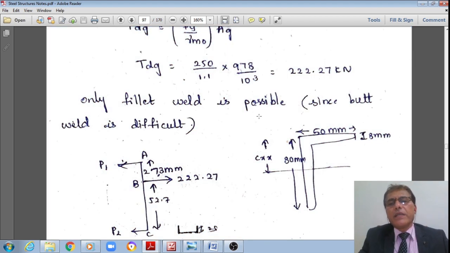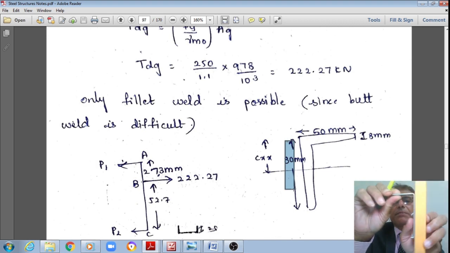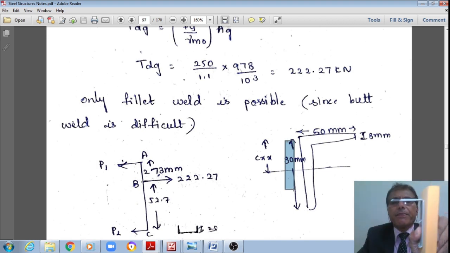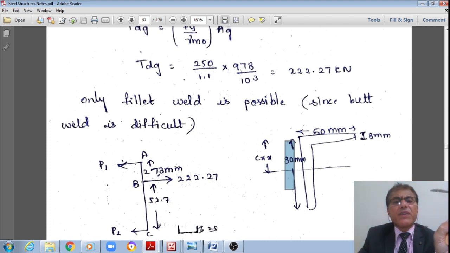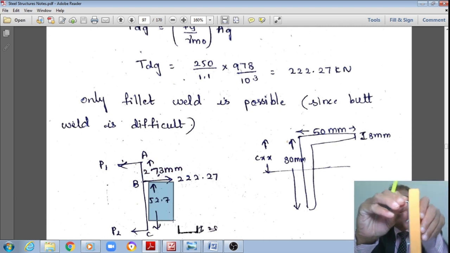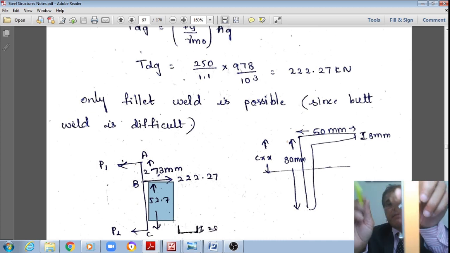Just now we have seen that the outstanding leg is equal to 50 mm, and the leg which is connected to the gusset plate is 80 mm. However, we have seen that Cxx is at a distance of 27.3 mm. Therefore, the rest of the distance is equal to 80 minus 27.3, which works out to 52.3 mm.